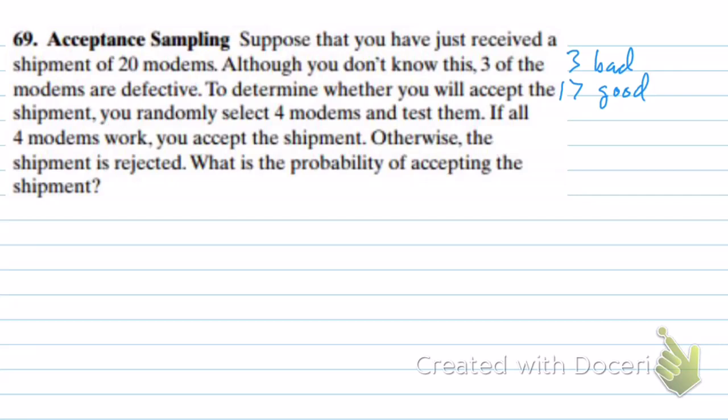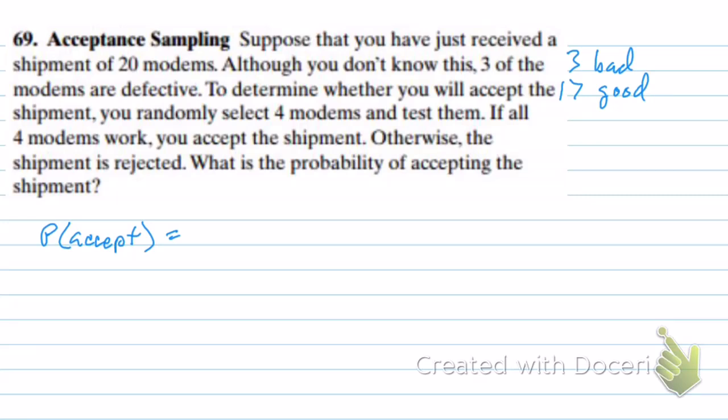Now, it's asking for a probability of accepting the shipment. Since it's a probability, I need a numerator and a denominator. So I'm reading this, I'm going to pull 4 modems out and test them. If all 4 work, we're going to accept the shipment. So I'm looking for the probability of all 4 working, right? Now then, does the order matter? No. Now I'm just getting a group of 4.